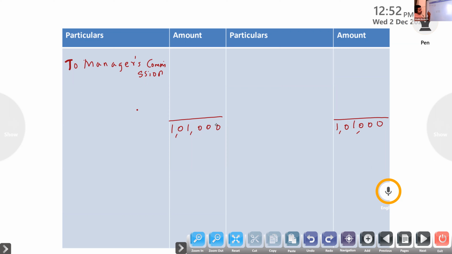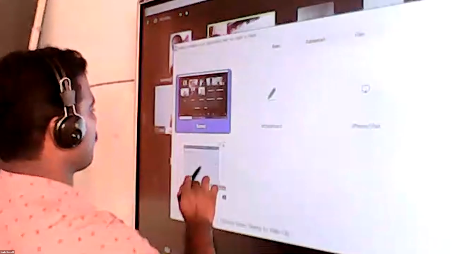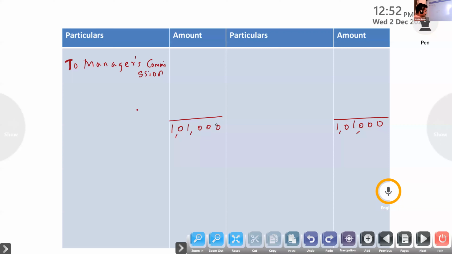So we got 73,550, the notional profit. 73,550 into 10% of net profit after charging. So after charging such a commission, that will be the manager's commission.